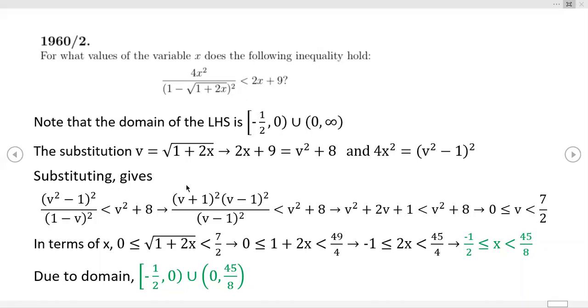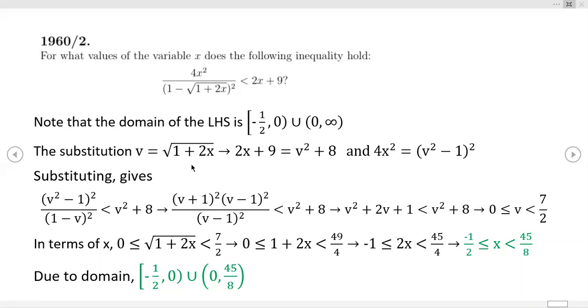Now it turns out, and this is where I spent a lot of time, a substitution is probably the way to go here. There may be other approaches, but I called V the radical, because the radical is what causes all the problems if you try to expand this out. You end up having to square away maybe more than once, and you end up with extraneous solutions. So anyway, I chose V equal to the square root of 1 plus 2x.